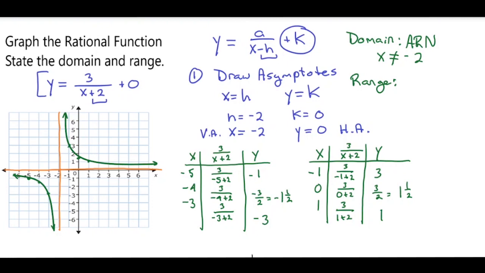Now let's look at our range, which is what y can equal. And you'll notice that y cannot equal 0. But besides that, y can equal all real numbers. You'll see that in the function, if we were to make x negative 2, that would make the bottom of the fraction 0. And we know that we cannot divide by 0 or have a 0 on the bottom of a fraction. There's also no number that you can divide 3 by to make it 0. So that's why y cannot equal 0. Hope that helps.